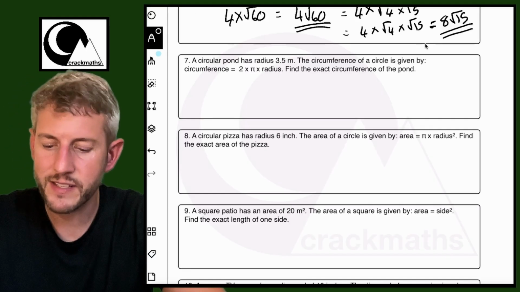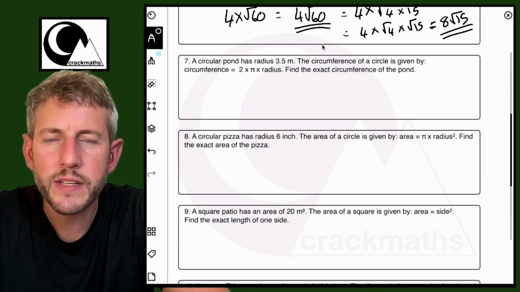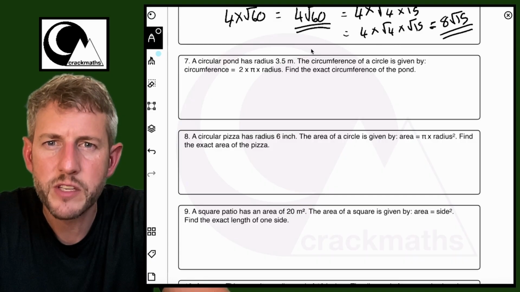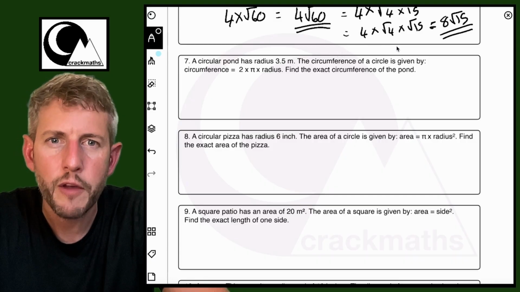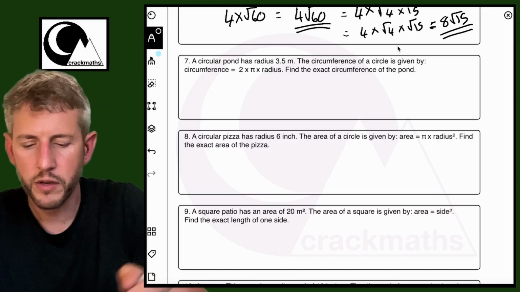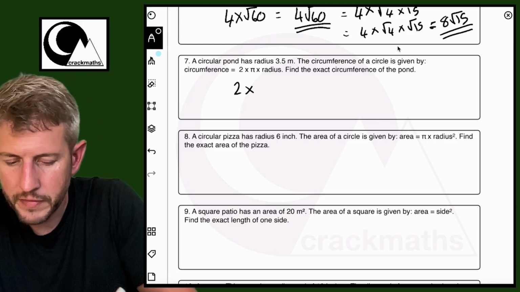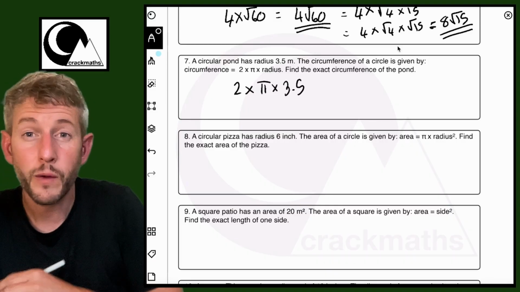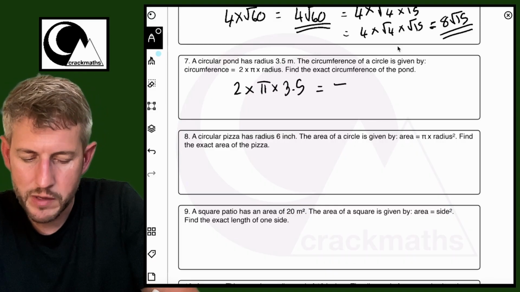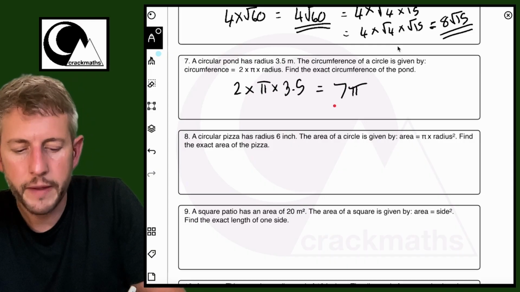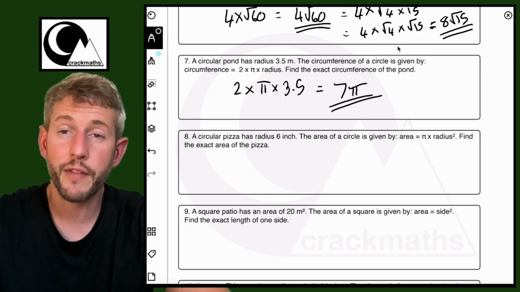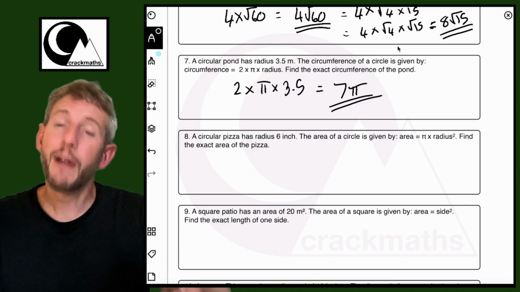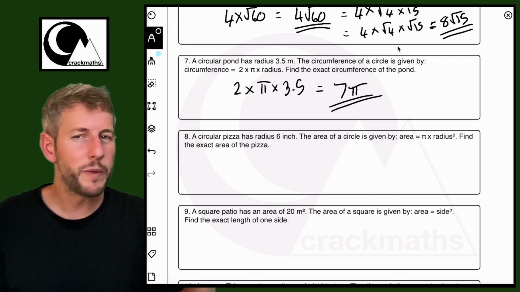Question 7 says a circular pond has a radius of 3.5 metres. The circumference of a circle is given by circumference equals 2 times pi times radius. Find the exact circumference of the pond. So we have 2 times pi times 3.5. Well, 2 times 3.5 equals 7, so the answer is 7 pi. If we went any further than that, we would get an irrational number, which we could round, but it would always be rounded, so it would never be the true value.